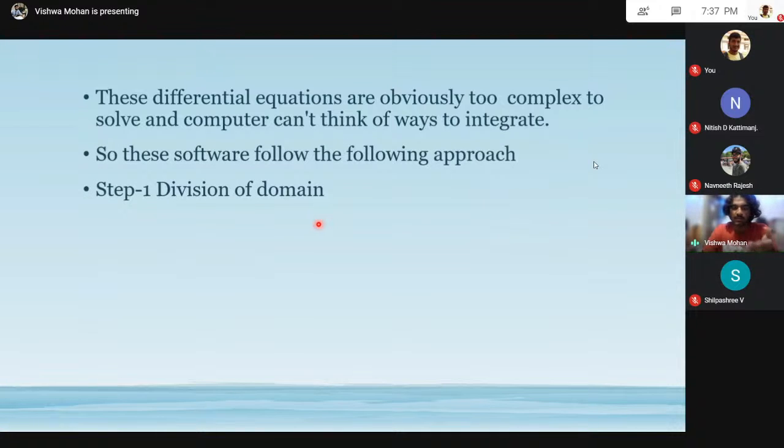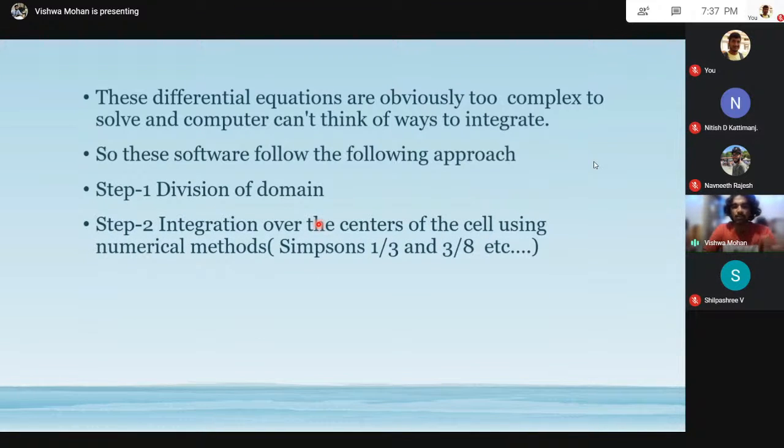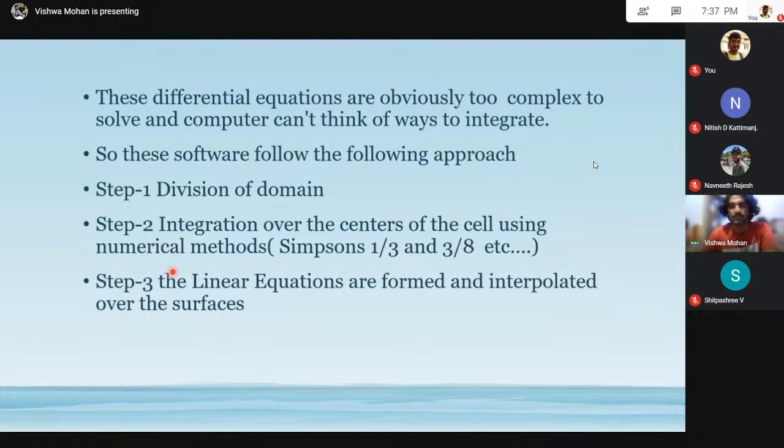So basically it can't do that. So we divide the whole domain into discrete volumes or discrete grids, where we solve for these conservation laws and get the value of different variables. And then we use numerical methods such as Simpson's 1/3 or 3/8 to integrate the value and get the result. When you apply these methods, what you get is a set of linear equations which can be solved using iterative methods, Gauss-Seidel and SOR.